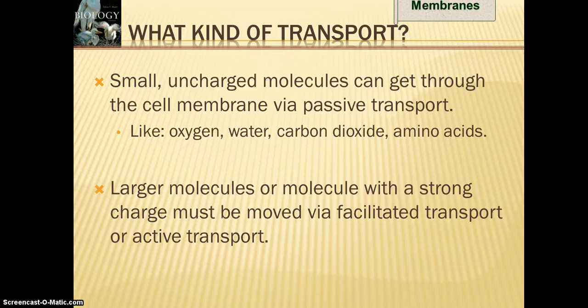So, molecules that are small and uncharged, they'll get through the cell membrane passively. And I gave you some examples here. Oxygen is small and uncharged. In your lungs, passive transport moves oxygen from your lungs into your blood. Water doing osmosis requires none of the cell's own energy, and that's passive transport. Carbon dioxide, amino acids, these are all things that the cell can move passively.